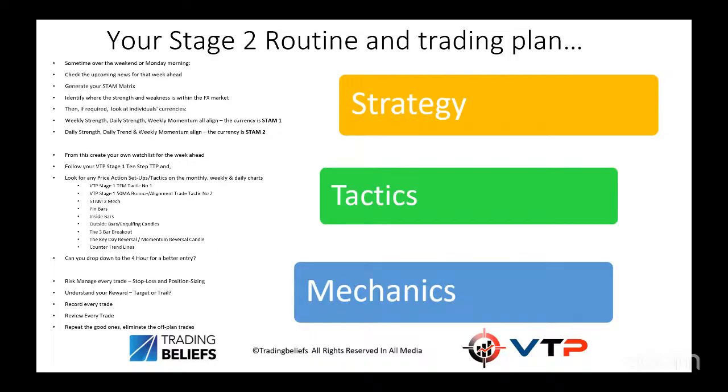So looking at CPI data and inflation numbers, you've got earnings and geopolitical tensions all vying for the market's attention this week. Hence why we're getting volatility, hence why, as I say, we are living in interesting times. But it is important that you check the upcoming news for that week ahead. Then you're going to look to generate your STAM matrix.